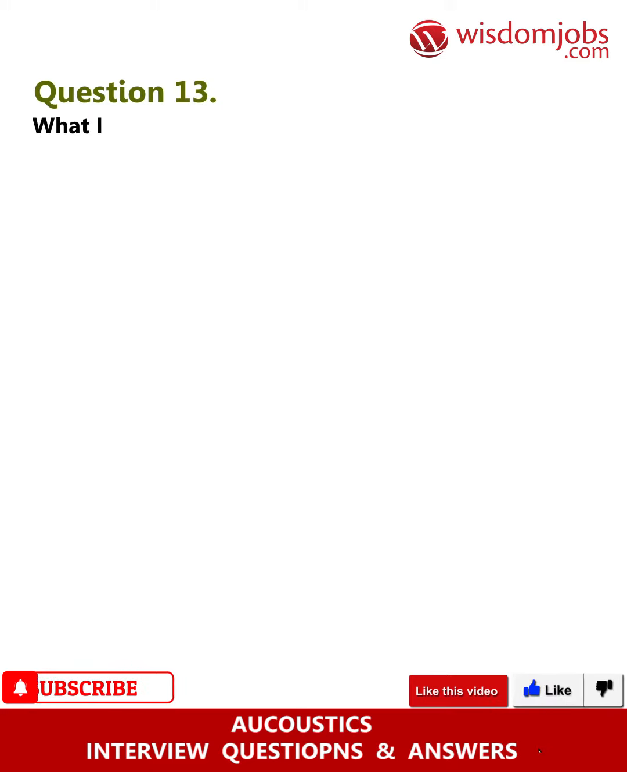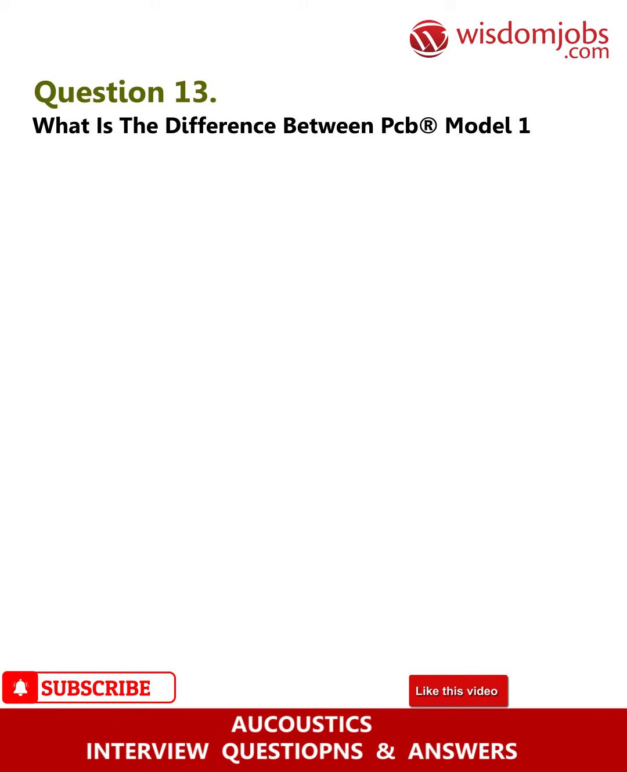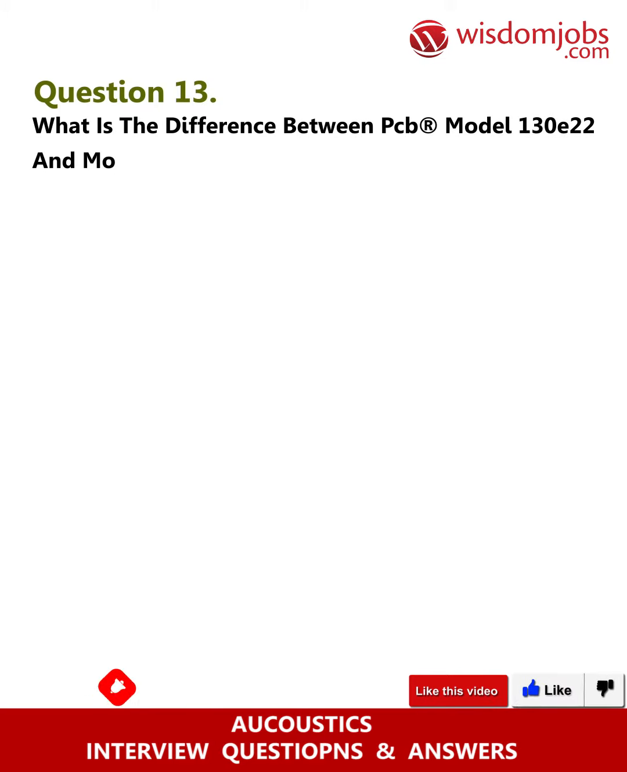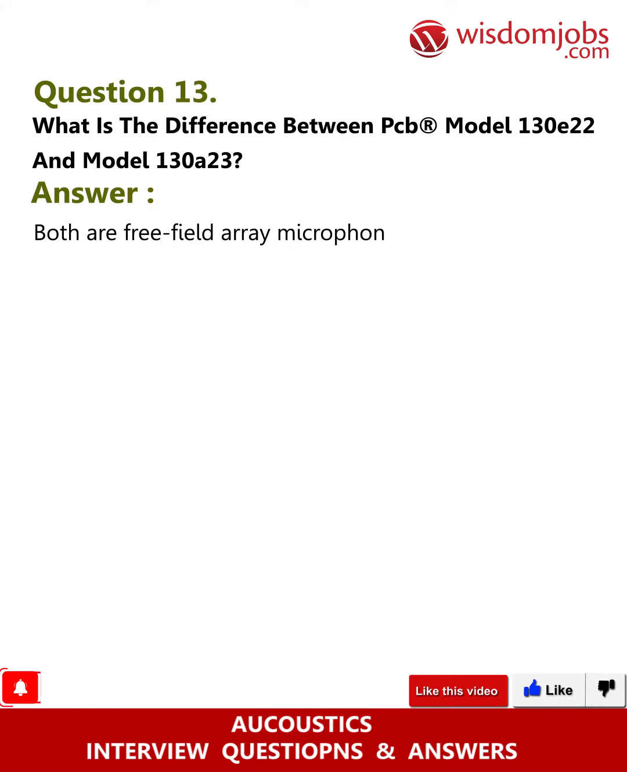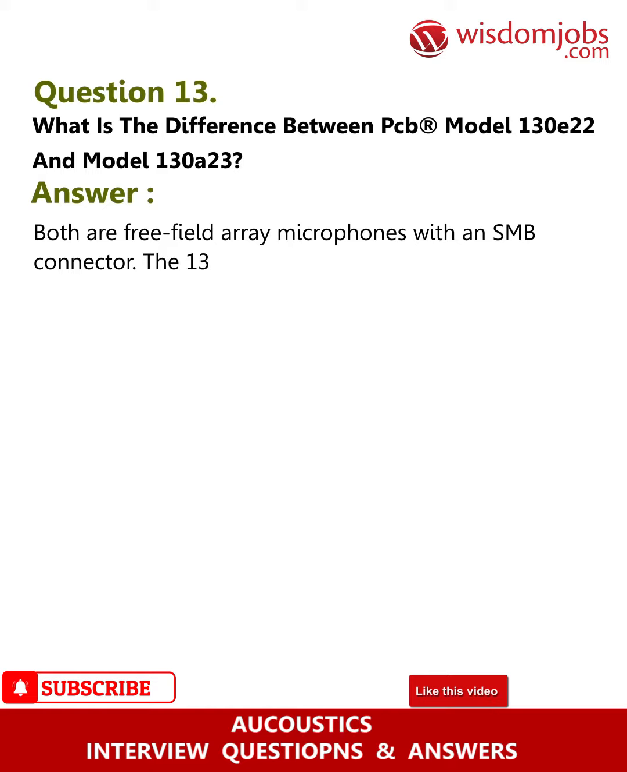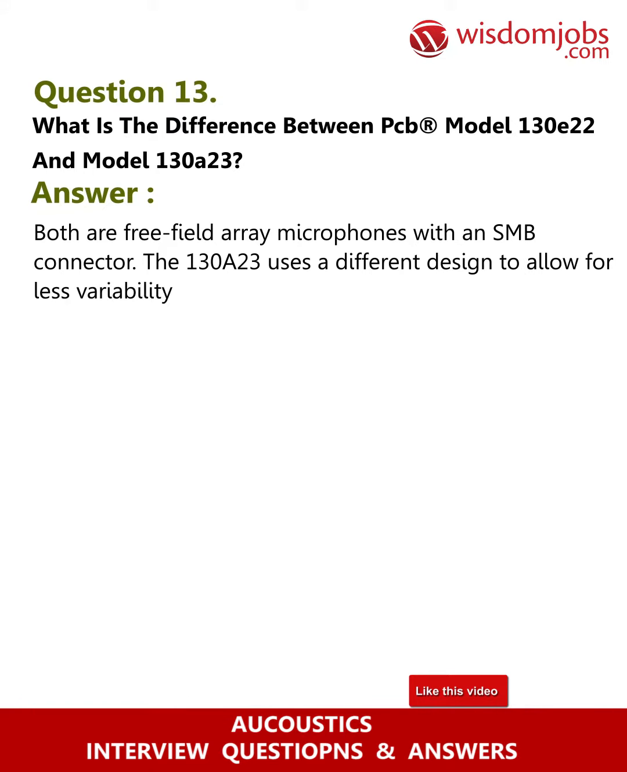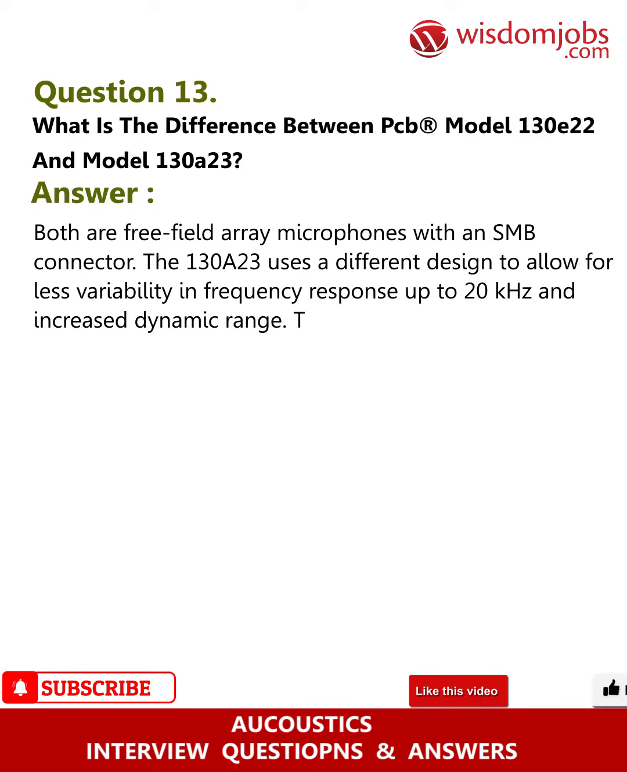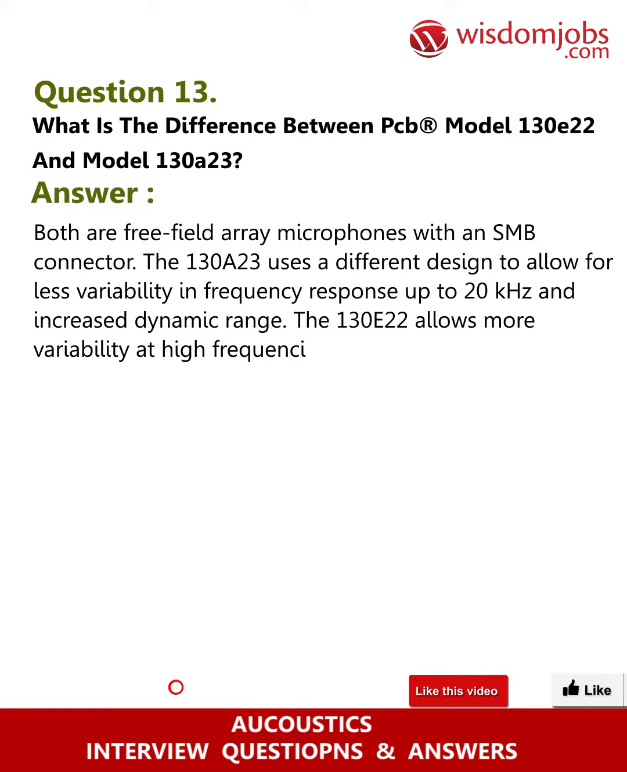Question 13. What is the difference between PCB model 130E22 and model 130A23? Answer. Both are free-field array microphones with an SMB connector. The 130A23 uses a different design to allow for less variability in frequency response up to 20 kHz and increased dynamic range. The 130E22 allows more variability at high frequencies and is priced more cost-effectively.